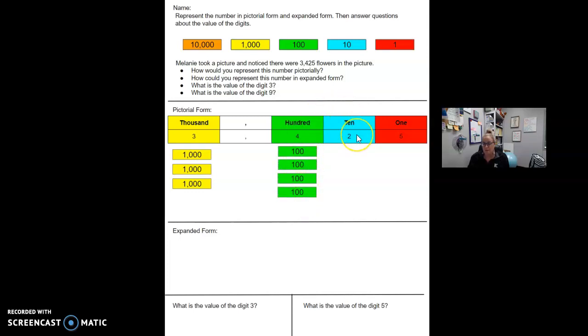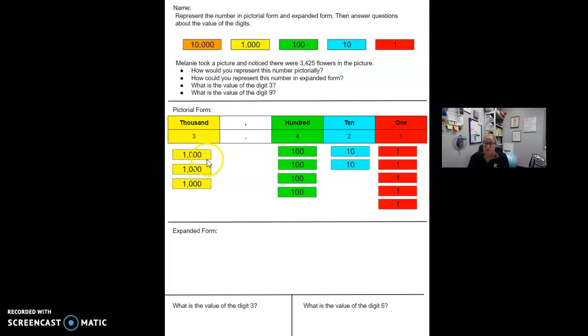Then I'm going to move to my tens place. I need 2 tens, 1, 2, and now I need 5 ones. 1, 2, 3, 4, 5. So I have modeled this with my place value discs, and I have made it in a pictorial form. I could have used base 10 blocks also. I chose to use my place value discs.